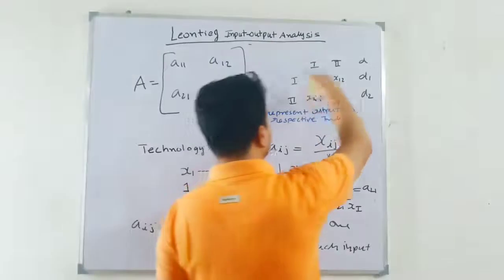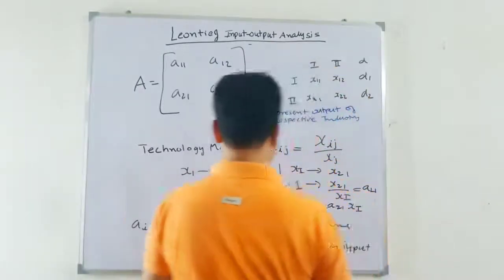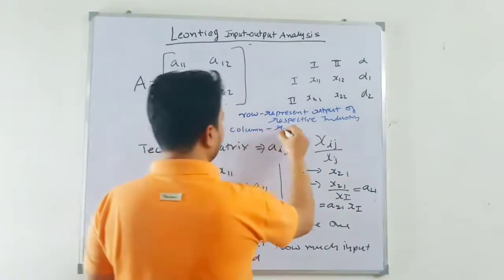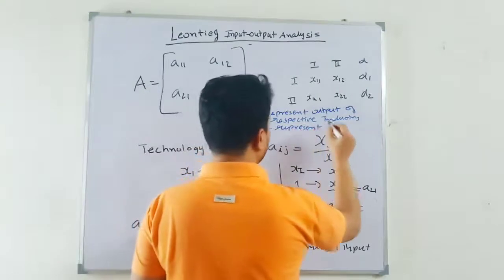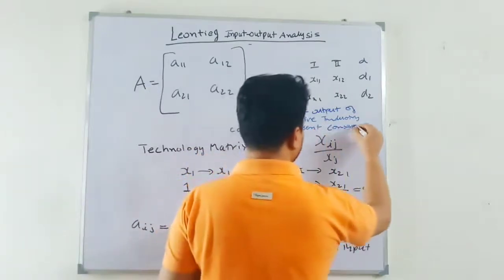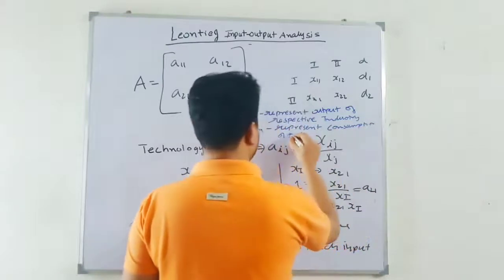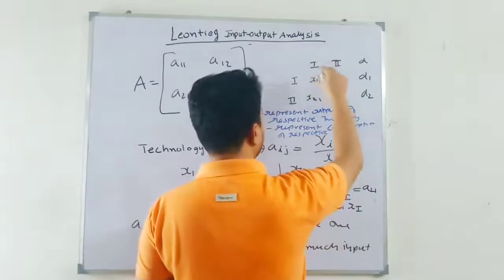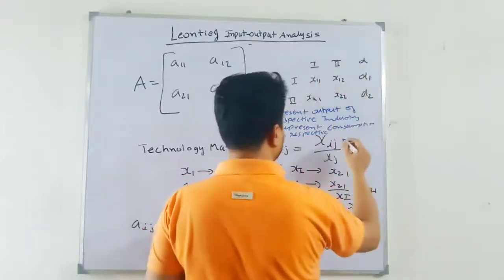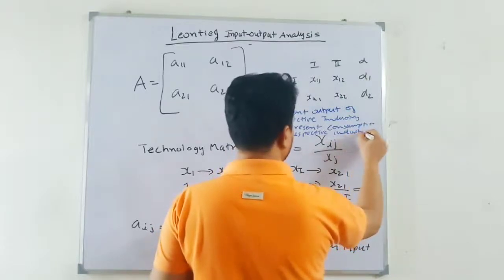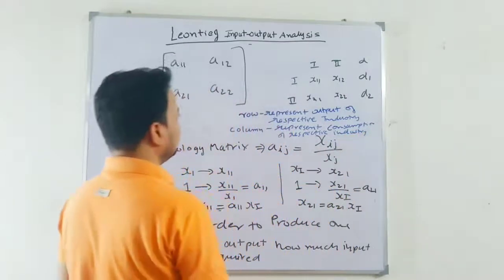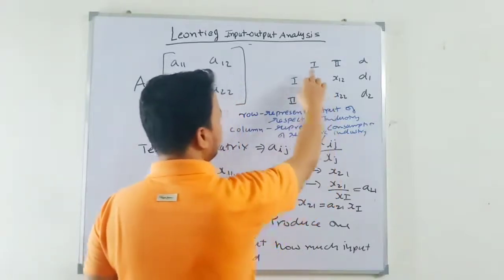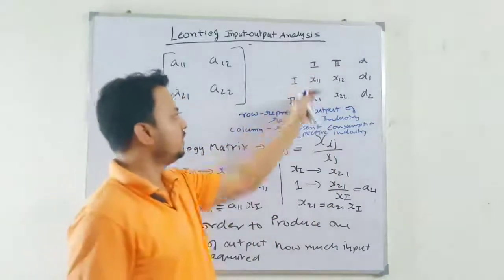Now column. Column represents consumption of respective industry. So the first column represents consumption of first industry, the second column represents consumption of second industry. Let me explain one. Output of first industry consumed by first industry, output of second industry consumed by first industry. So it represents consumption.